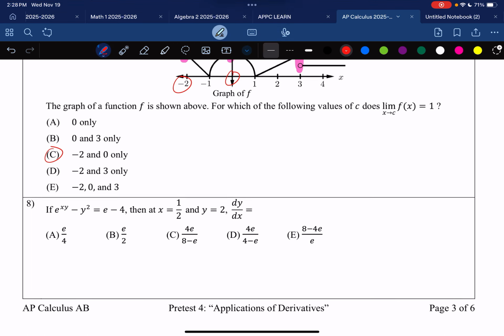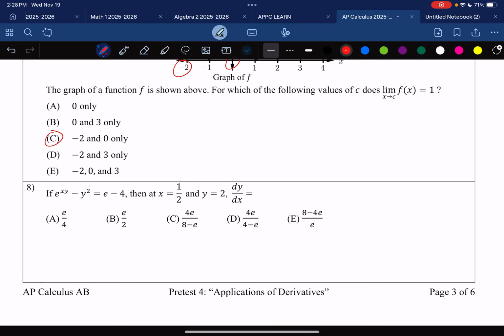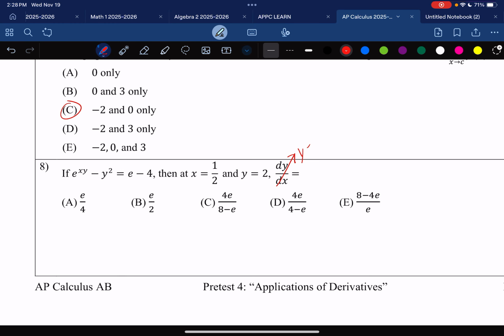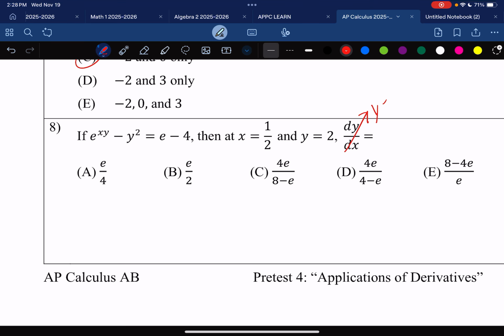So let's go ahead and do number 8 now. In number 8, we are asked to find y prime. This question is really hard. Let me show you why. First, we have to take the derivative of e to the xy. That's kind of nice because the derivative of e to the xy is just e to the xy. It's e to the power of xy. Oh my God. But then the hard part about this is the derivative of the inner.